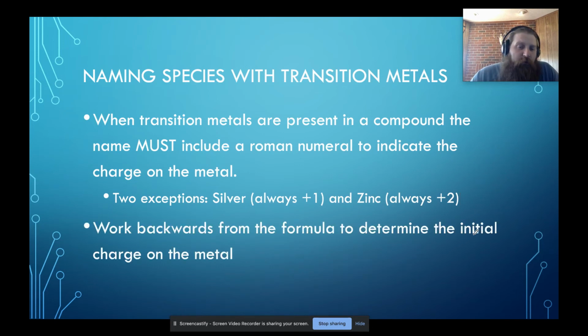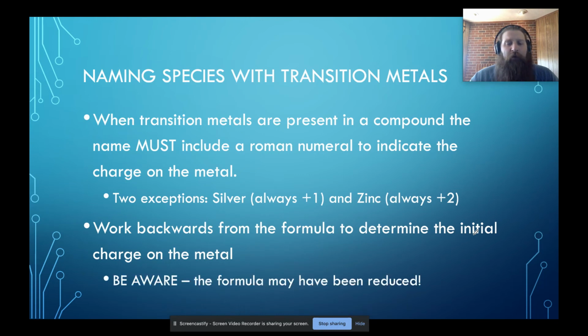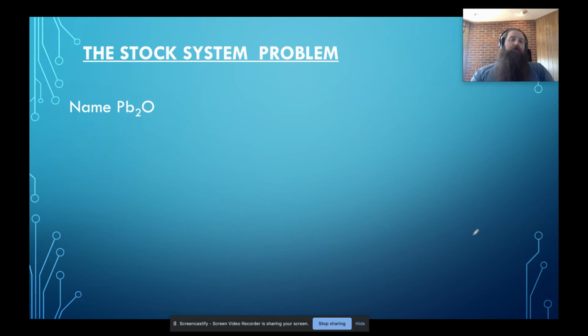Work backwards from the formula to figure out the charge on the metal so you know what Roman numeral to put. Be aware, transition metals are part of ionic compounds, so they might have been reduced. If that's the case, you have to do a little algebra. I'll show you how to do that. So here we have Pb2O. So I'm going to write the metal, right? I want to write the name. So Pb is lead.